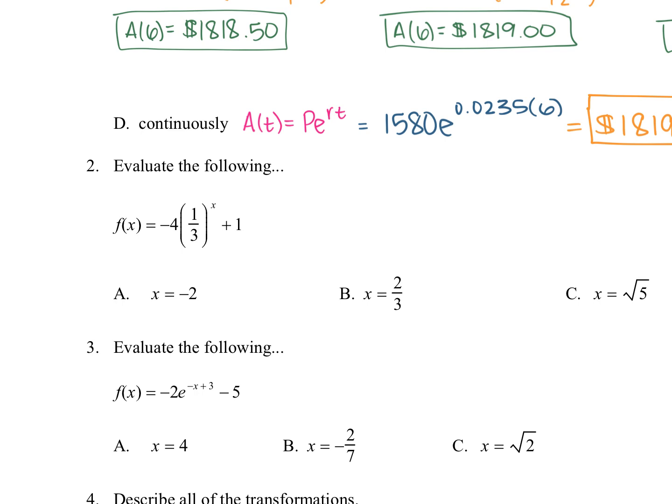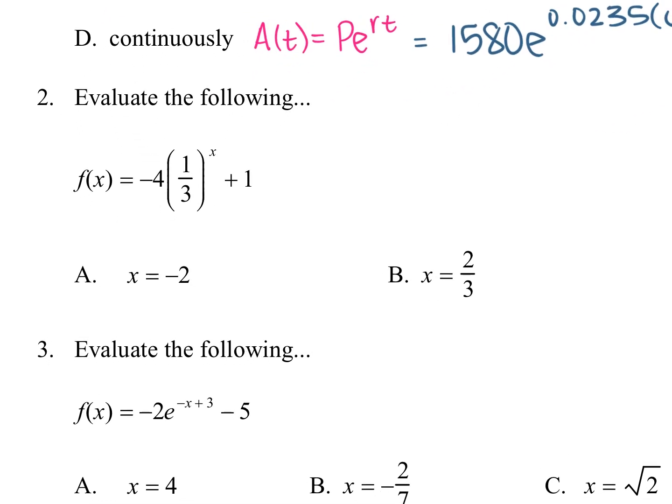If we look at the next part, you're evaluating for each of these. For number 2, it gives you f of x is equal to -1/4 times 1/3 to the power of x plus 1. You're just plugging these x values into your calculator and simplifying. So for example A, we're given that x is equal to -2. This is going to give you -4 times 1/3 to the power of -2 plus 1. So this, if you plug it in correctly, is just -35.